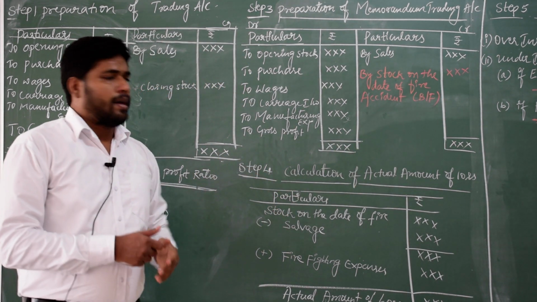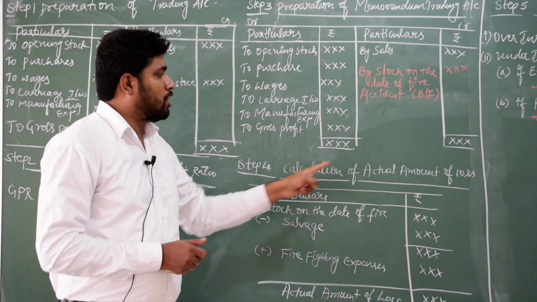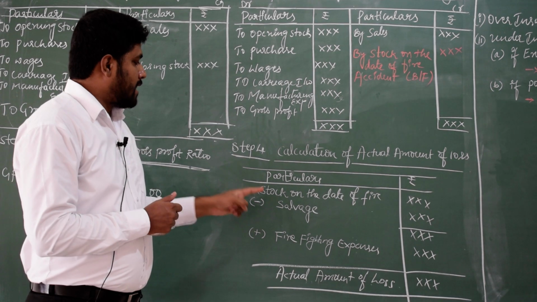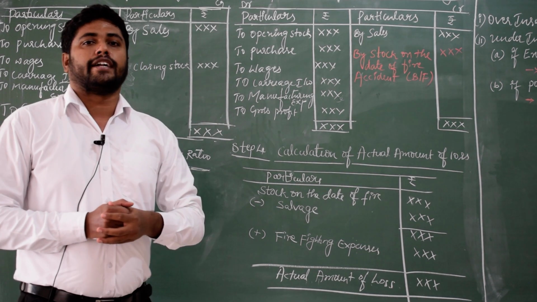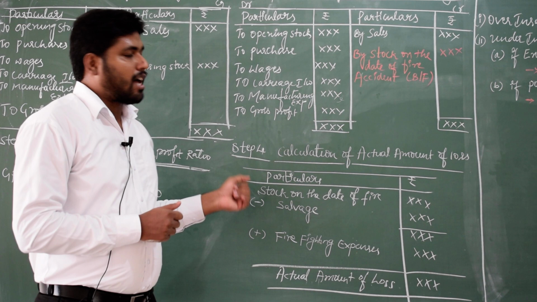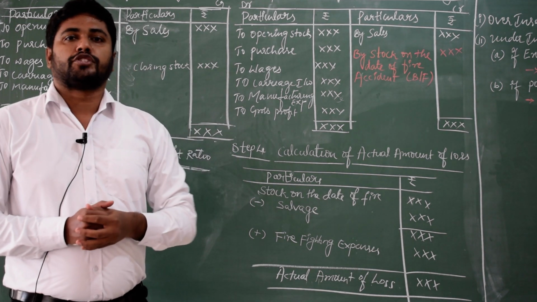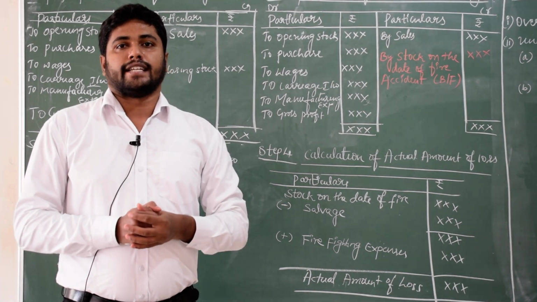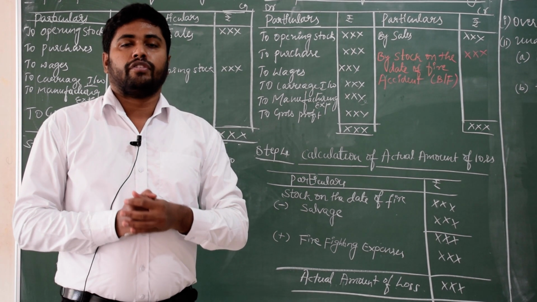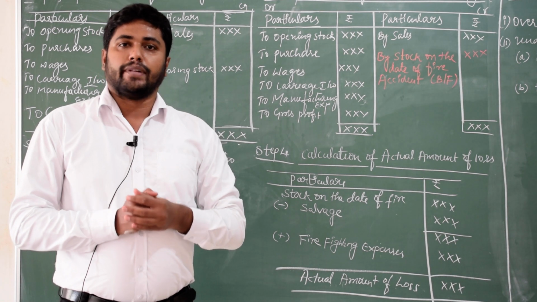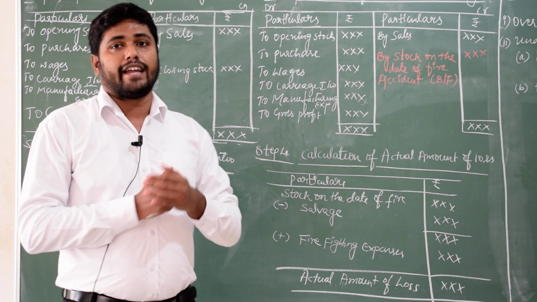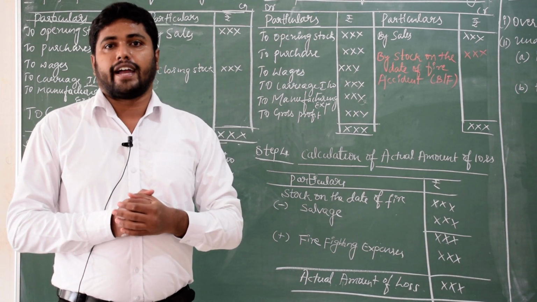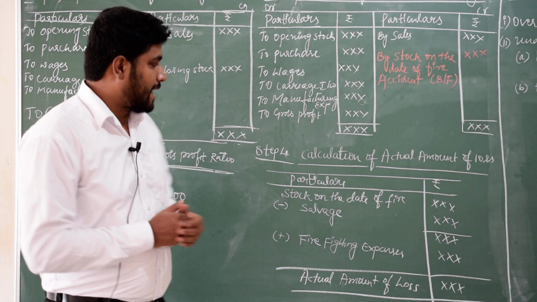Next, the step number 4 is calculation of actual amount of loss. So, in order to calculate actual amount of loss, the salvage should be deducted from stock on the date of fire accident. So, what is salvage? Salvage is a part of stock which was saved from fire accident. For example, on the date of fire accident, rupees 5 lakh worth of stock was lying in a business. So, out of 5 lakh stock, rupees 1 lakh worth of stock was saved from fire accident. That rupees 1 lakh is considered as salvage.